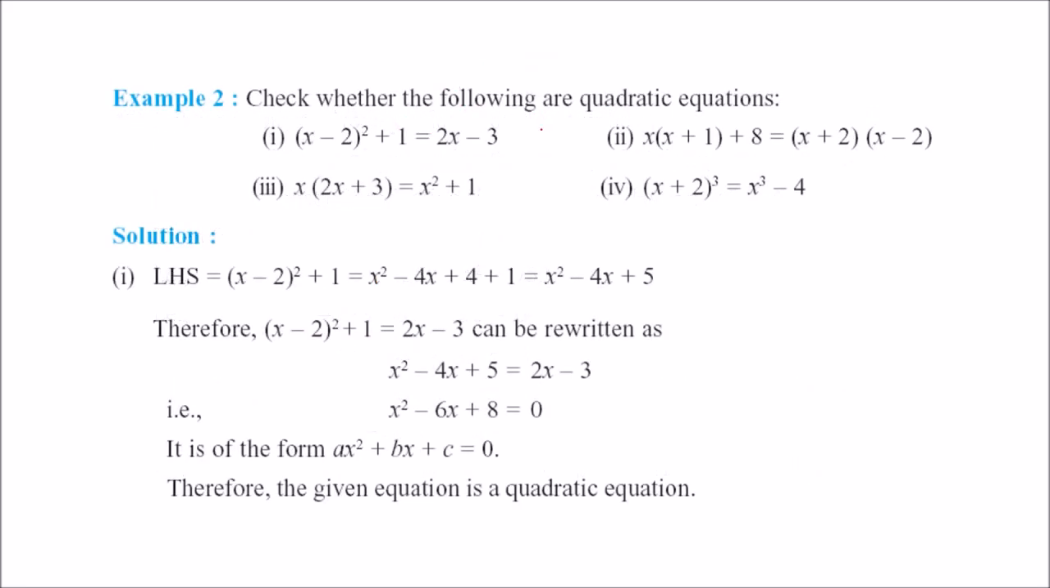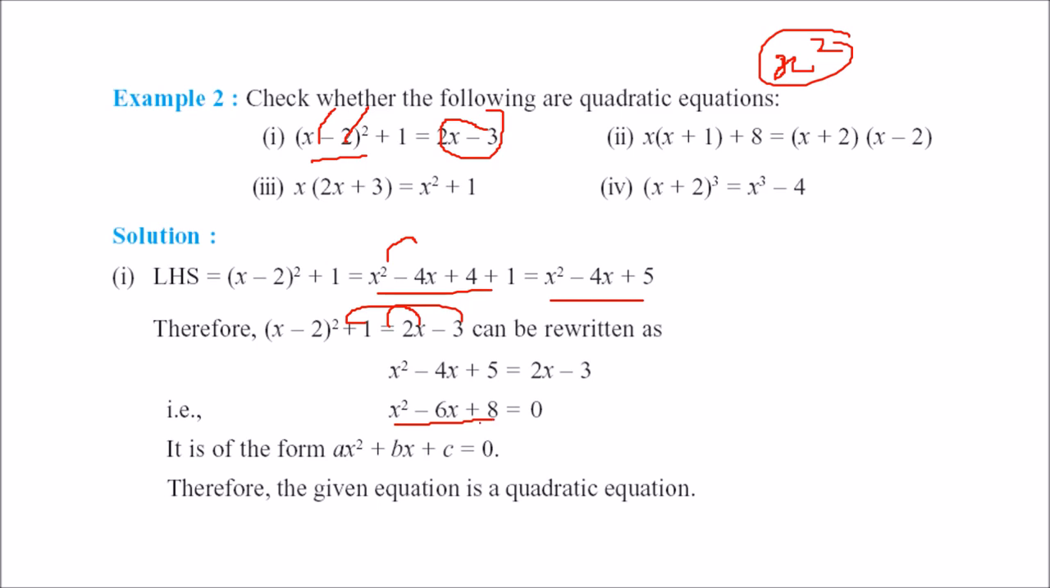Now we need to check whether these equations are quadratic equations or not. So you have to have some X square term. X square should be there. So X minus 2 whole square, just expand it: A square plus B square minus 2AB. So X square minus 4X plus 4, plus 1, becomes X square minus 4X plus 5. On the right hand side we have 2X minus 3. Take 2X and 3 here. So let us make it X square minus 6X plus 8. And this is actually representing the form of AX square plus BX plus C. So this is our quadratic equation.